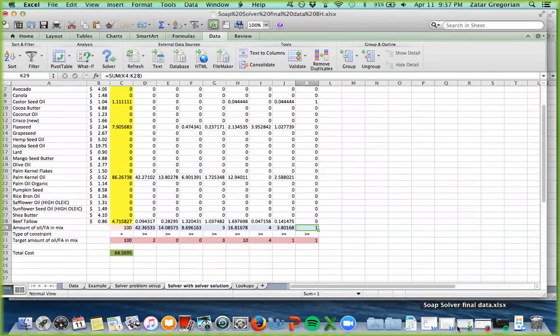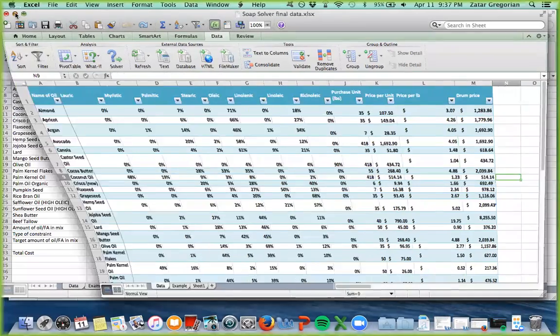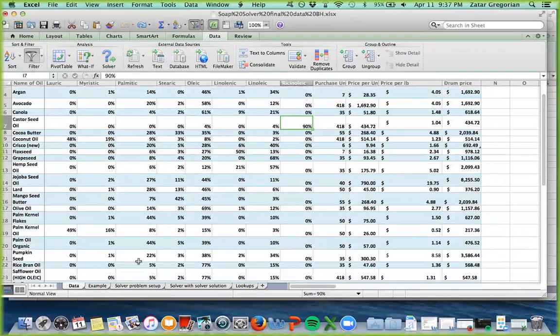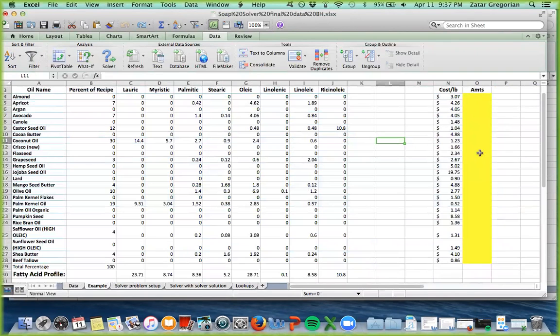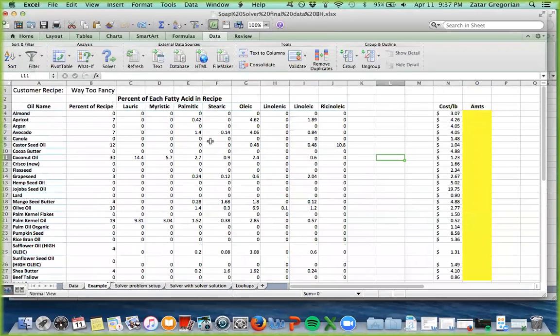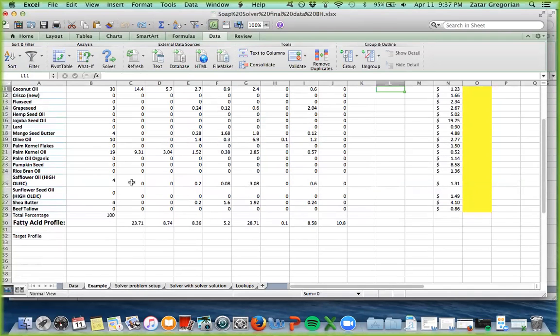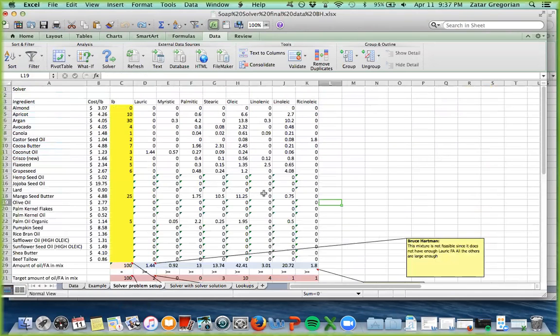Clearly something is going on, which seems cool. And then this is my original file with all of my original stuff on it. So this is the original data that I gave you, as well as the example that I initially gave you, and you put this cost and amounts over here. So this is the initial example recipe that has the percent of recipe over here, which I doctored a bit to get to equal 100. And I then put the percentage of each fatty acid in that recipe by doing this times the data amount.